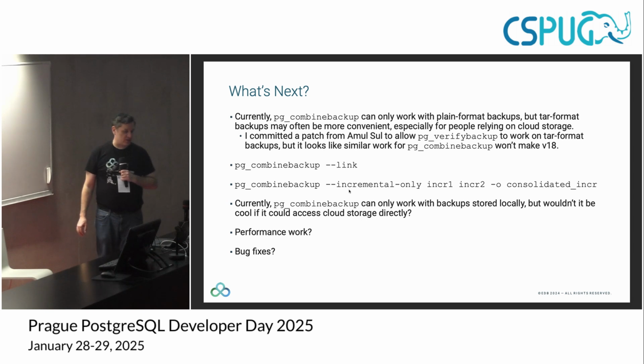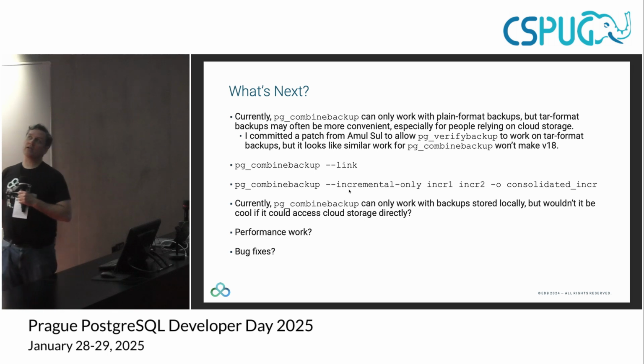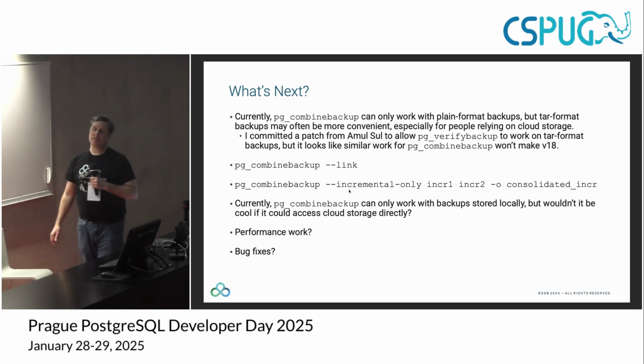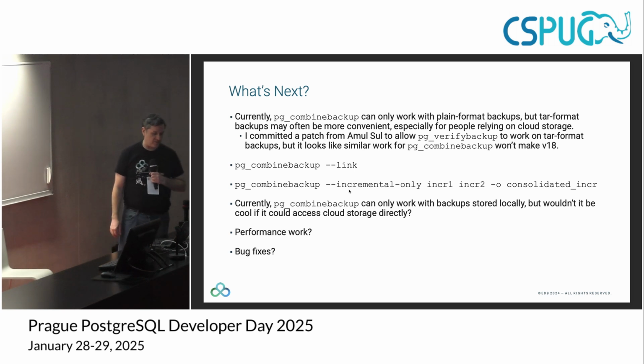It would be useful also, I think, to be able to combine multiple incremental backups into a consolidated incremental. You can't do that right now. You always have to start pg_combinebackup with a full backup. And pg_combinebackup can only read from local storage. It can't read from the cloud.